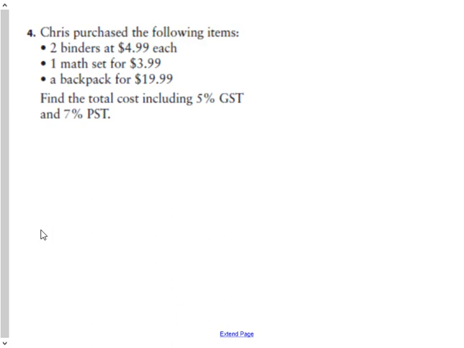All right, this is chapter 4, section 4.4, the last section in decimals, percents, and fractions of grade 8 math. We're starting at question 4, which says Chris purchased the following items. Find the total cost, including 5% GST and 7% PST. Now we have to imagine we went back in time, like the 1990s, when we actually had to calculate these taxes separately.